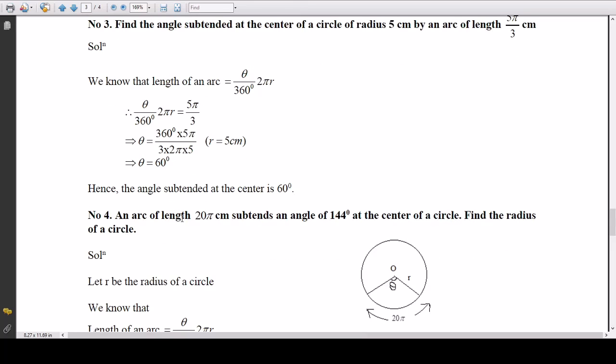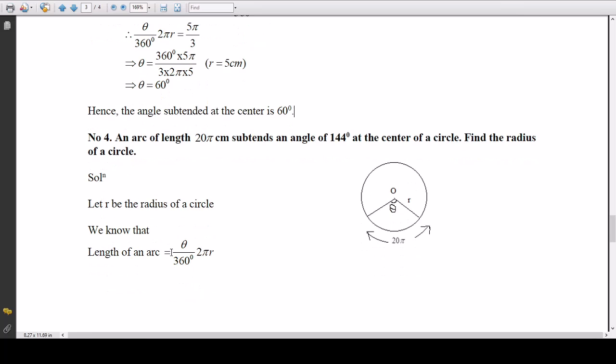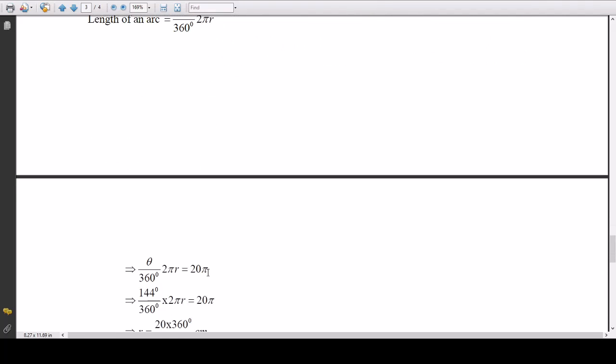Now the next problem, number 4. An arc of length 20 pi subtends an angle 144 degree at the center. Find the radius of the circle. Here also the same thing. We will use the formula. The length of an arc is given to be 20 pi, but the formula for the length of an arc is theta by 360 times 2 pi r. That means theta by 360 times 2 pi r should be equal to 20 pi.